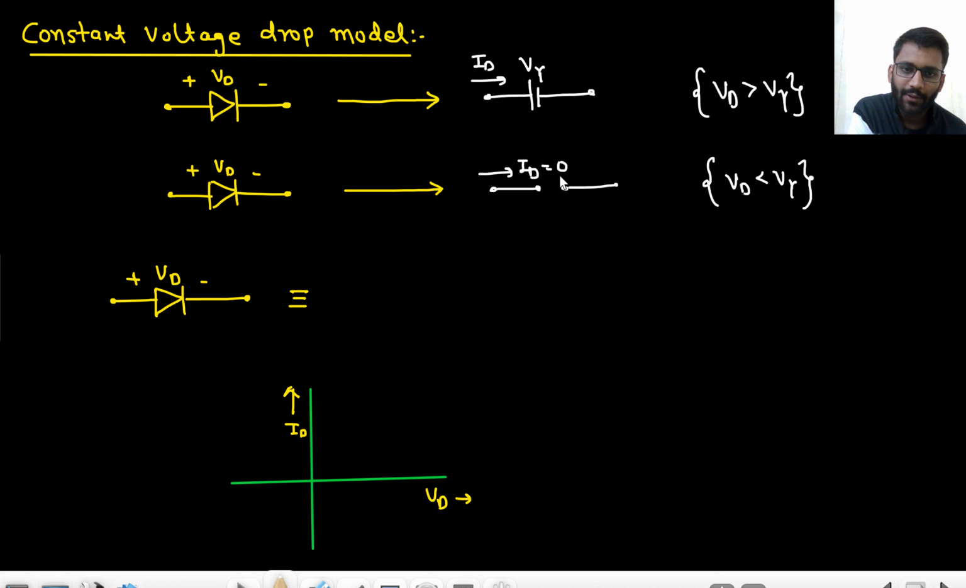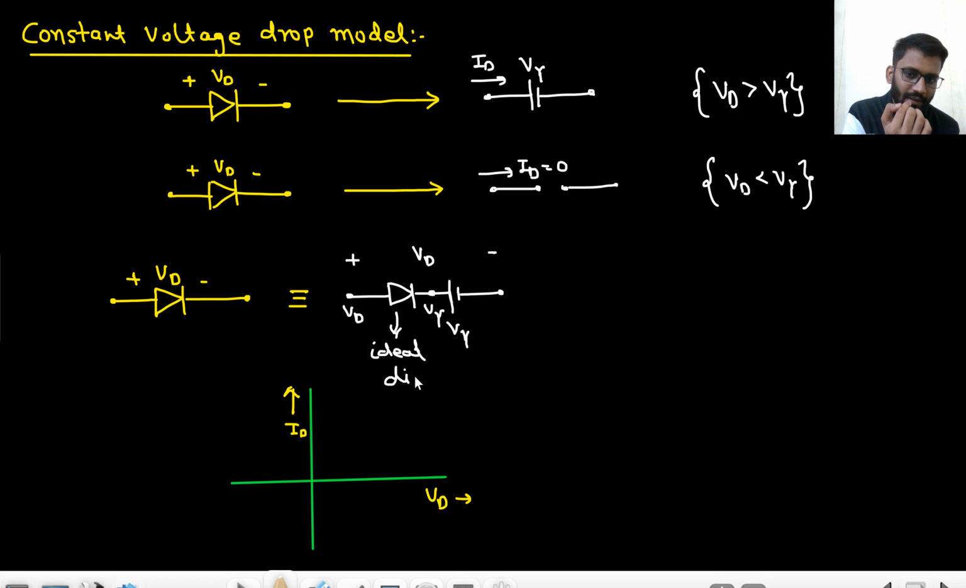Now, I want you to draw the graph on your own. What I will do, I can replace this with an ideal diode and a battery in series. The value of the battery is V gamma. And this is your Vd. Let's assume this potential is 0, this potential will be V gamma and this potential will be Vd. So you need Vd greater than V gamma to turn this ideal diode on.